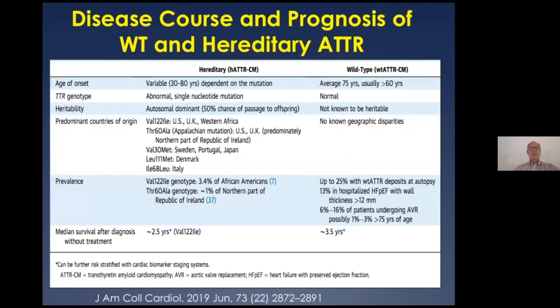So this is really a comparison between the hereditary type, which is the mutation, and the wild type of ATTR. It pretty much talks about what we have just mentioned already. I think what I'll focus on is the bottom of the slide, because the prognosis is actually quite dismal without treatment. For the hereditary type, survival is only about 2.5 years following diagnosis without treatment. The wild type is a little bit better, but not much better, with a survival of only 3.5 years following identification and diagnosis. The important point also is heritability. If you have the hereditary form, the mutation is autosomal dominant, so there's a 50% chance of passage to offspring.